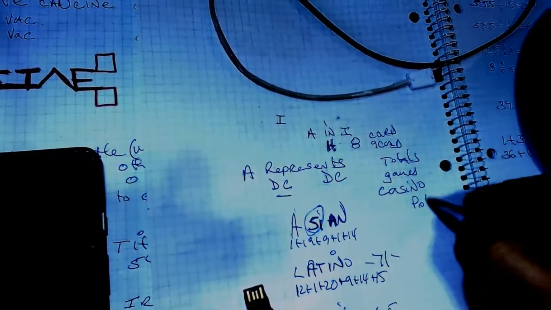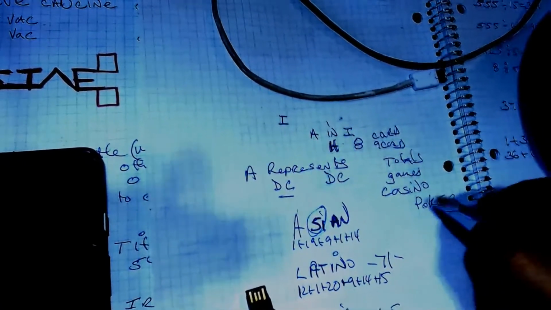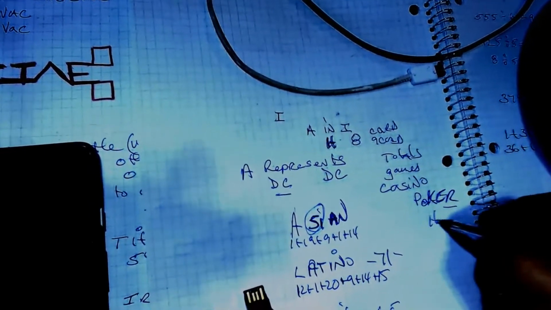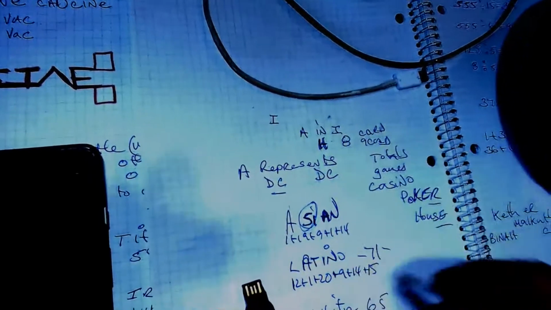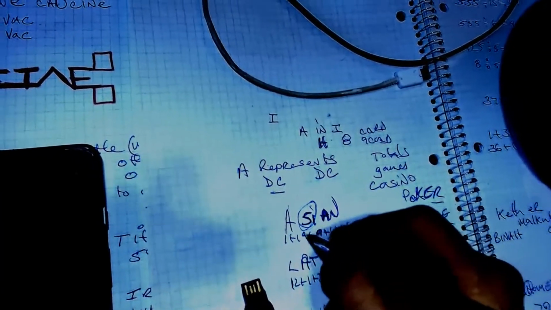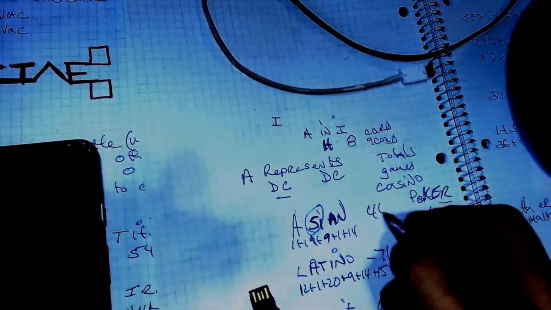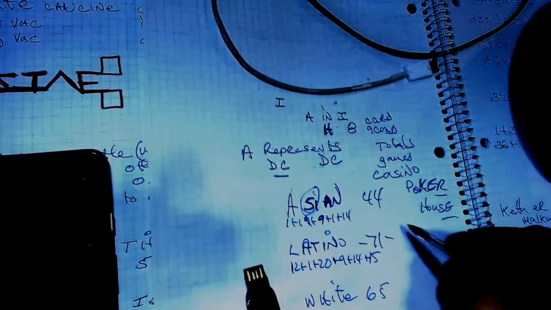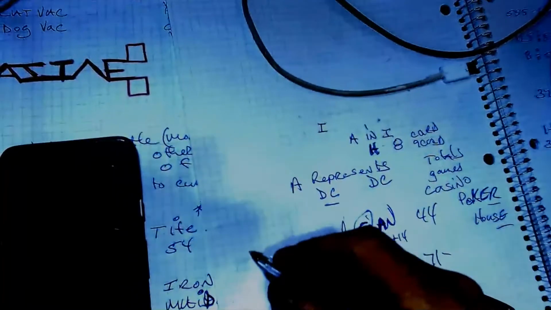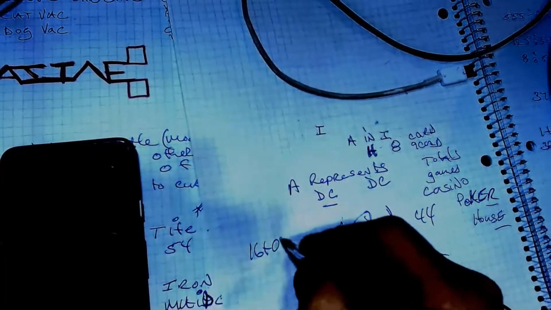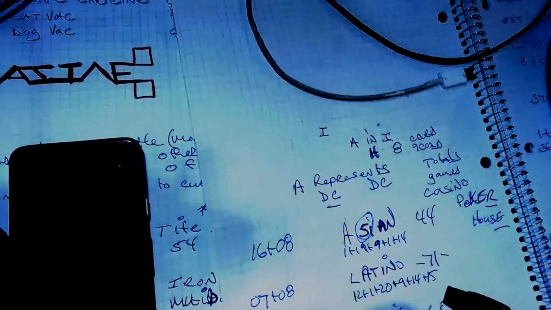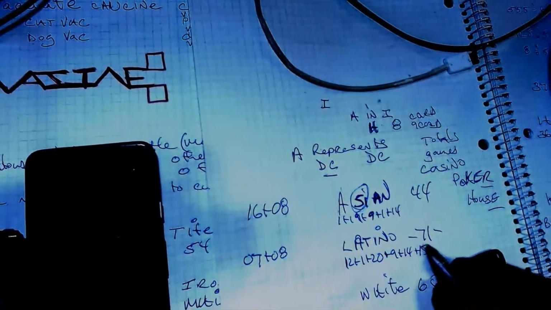Casino and poker. Is it separated from the casino? Casino poker. The poker house. So Asian is a 15, 35. Is that right? Asian is 44. So we have 8, we have 8, we have 2, we have 2. 16 and 08. 07 and 08. But don't forget the 07, right?